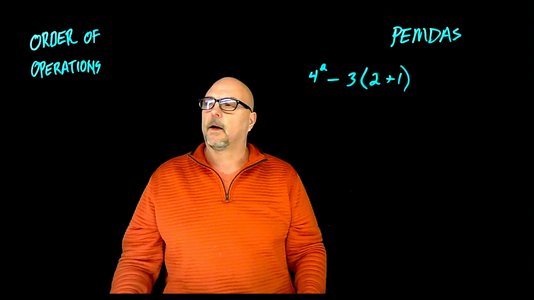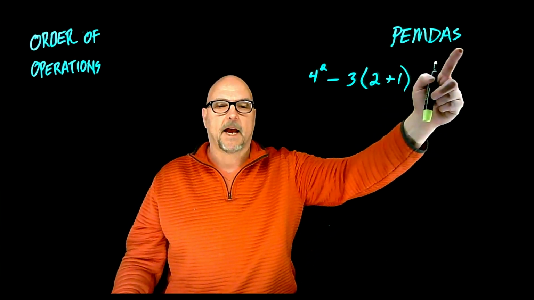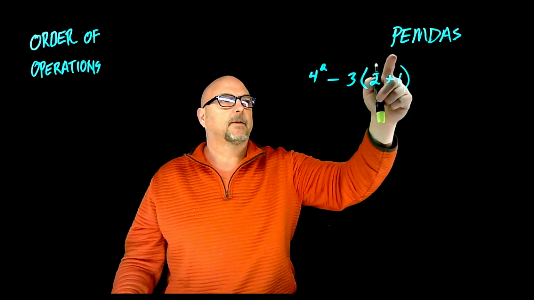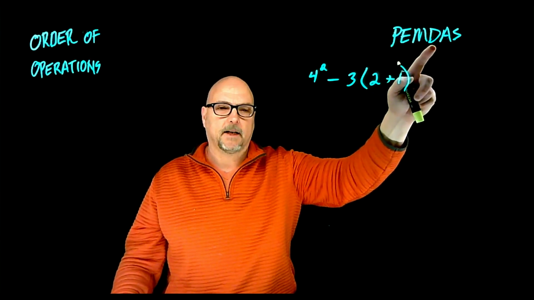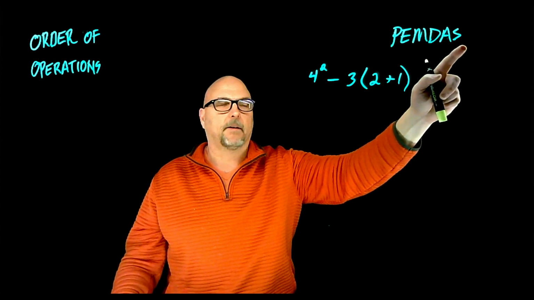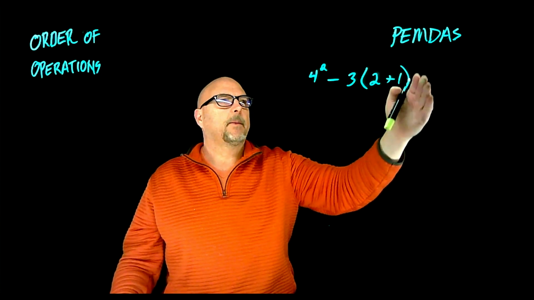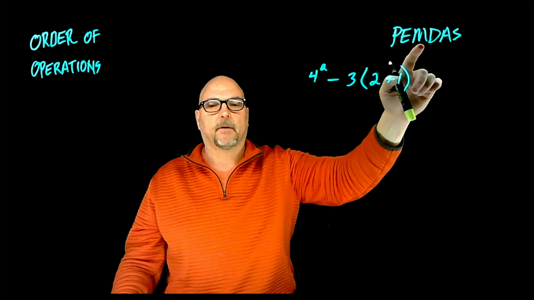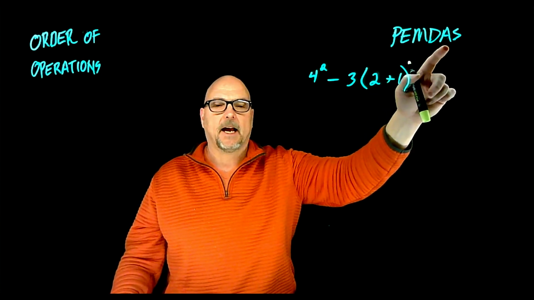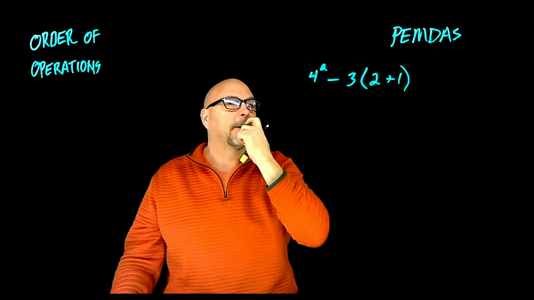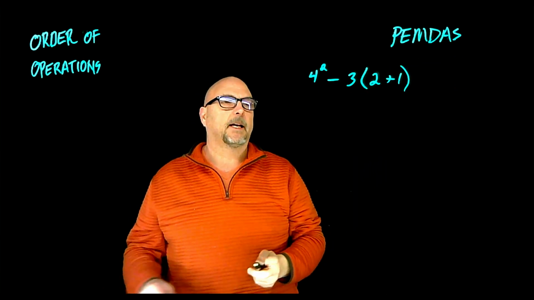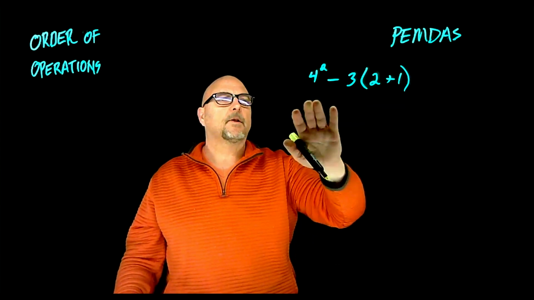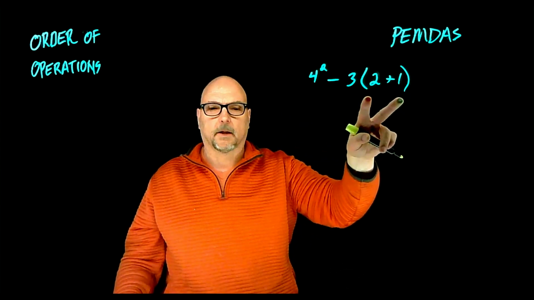So we are remembering that we have this acronym, PEMDAS, which stands for parentheses, exponents, multiply and divide left to right, and then add and subtract left to right. So a lot of people think that you have to multiply first, divide second, add first, subtract second. So here's a common one that I will see a lot of people kind of get mixed up on. 4 squared minus 3 times the quantity 2 plus 1.